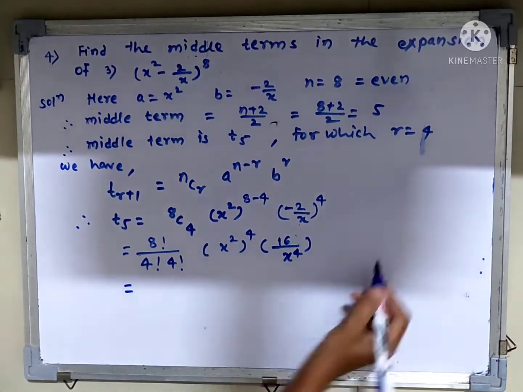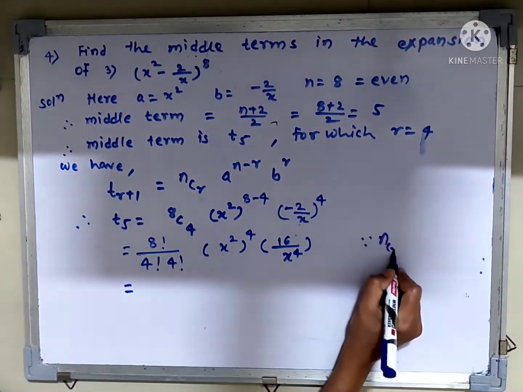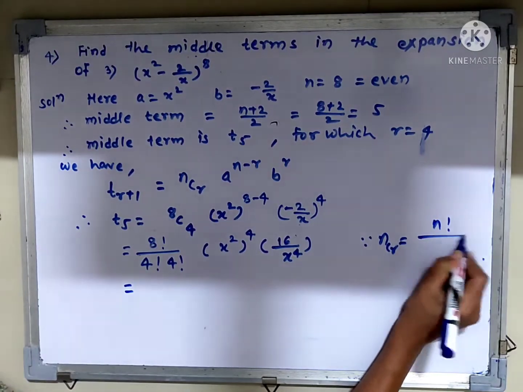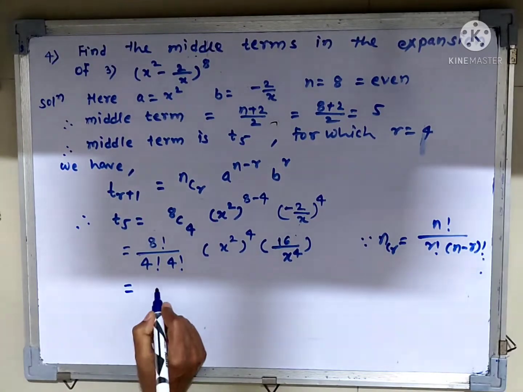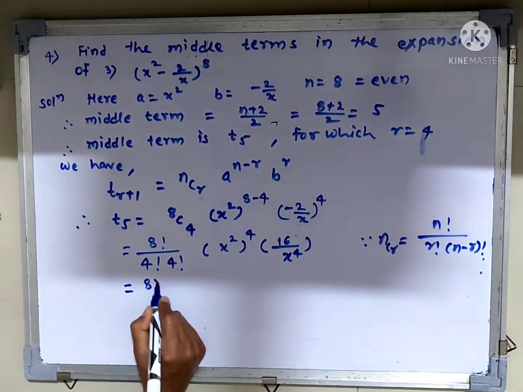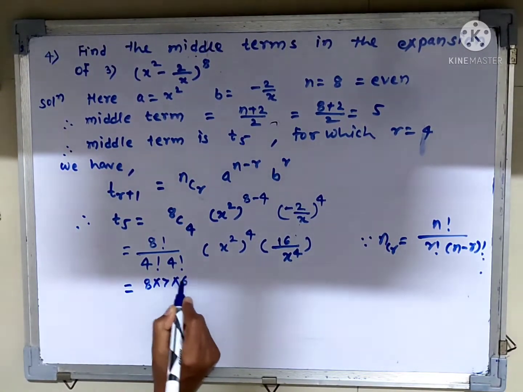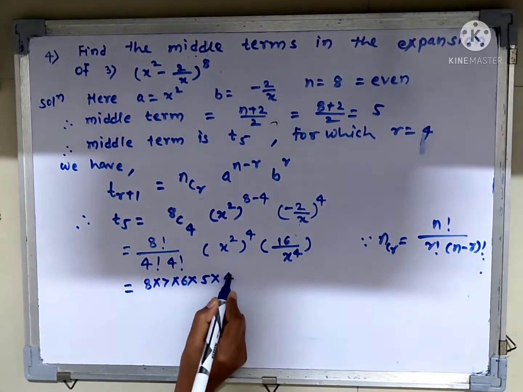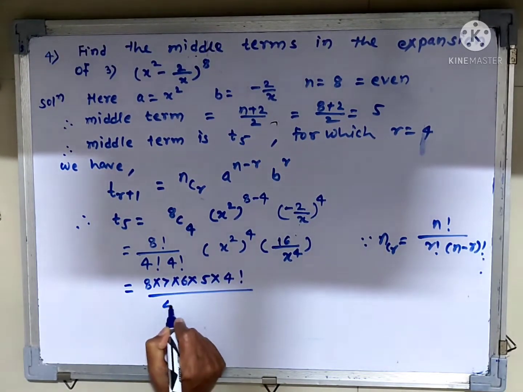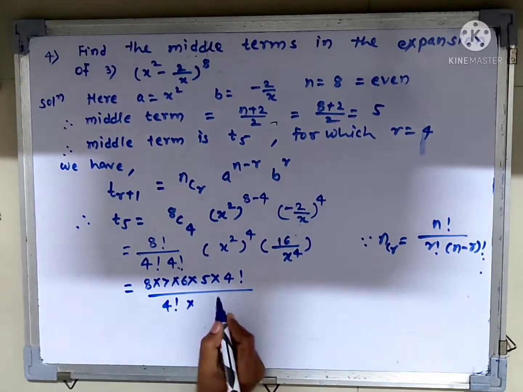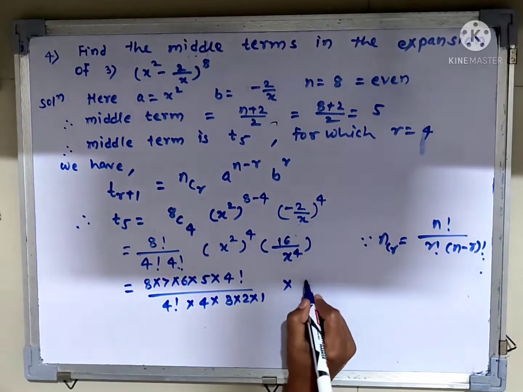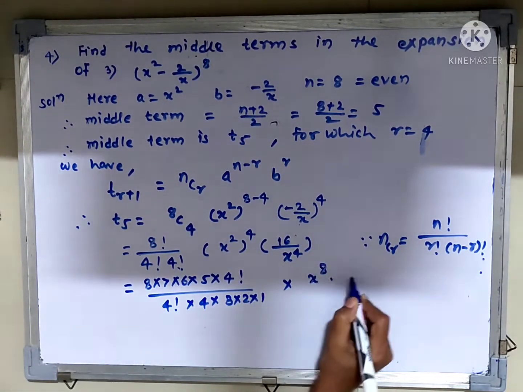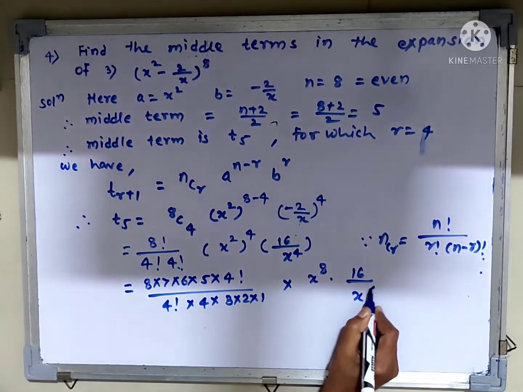Then, which is equal to, since nCr is equal to n factorial upon r factorial into n minus r factorial. Write 8 factorial down up to 4 factorial: 8 into 7 into 6 into 5 into 4 factorial upon 4 factorial, and write this 4 factorial as 4 into 3 into 2 into 1, into x raised to 8 into 16 upon x raised to 4.